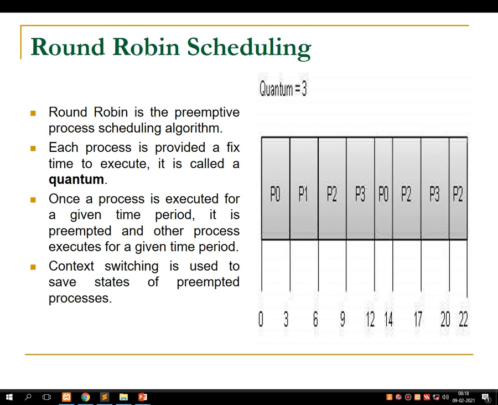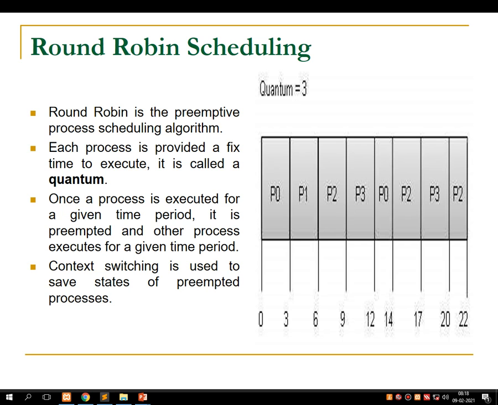The last two algorithms that we need to take into consideration are round robin scheduling and priority job algorithm. So first we'll discuss round robin scheduling. This is very important from the university examination point of view. So take it seriously.